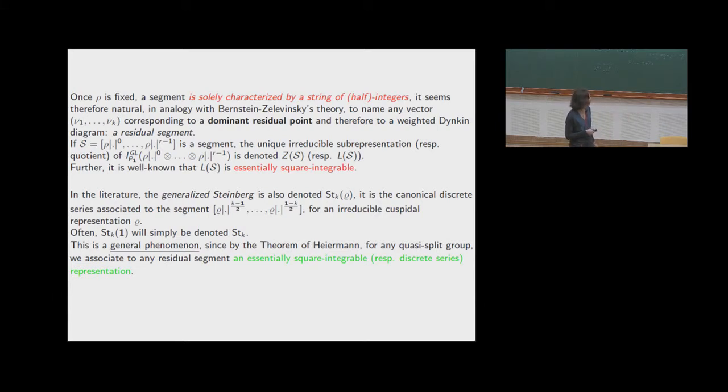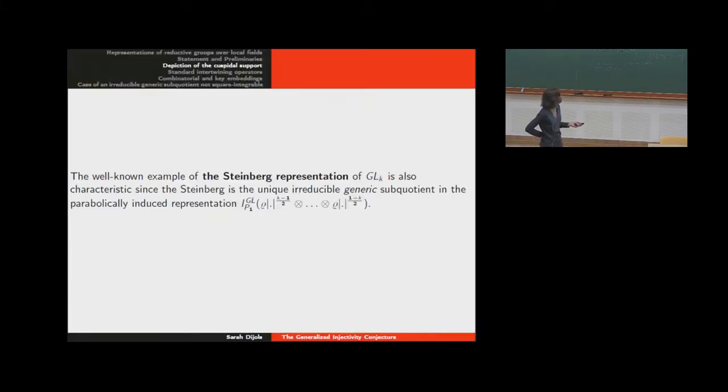So in general, by the theorem of Heiermann, you can associate to a dominant residual point, written as a residual segment, a generic discrete series as a subrepresentation. Okay, so that's the example of the Steinberg. And as you know, the Steinberg is generic, so it is an example of this generic discrete series that occurs when you get a residual segment.